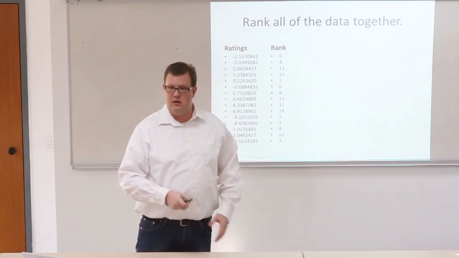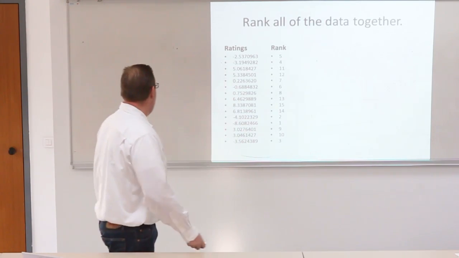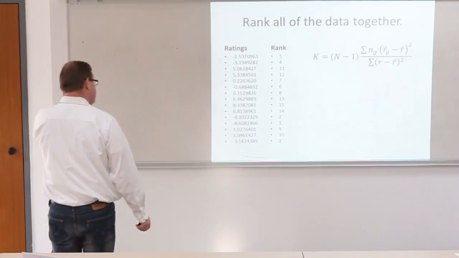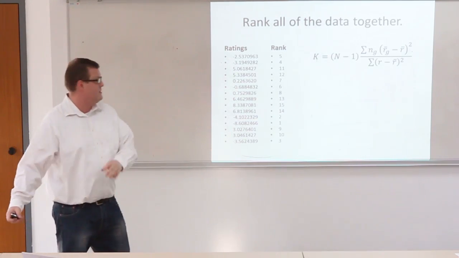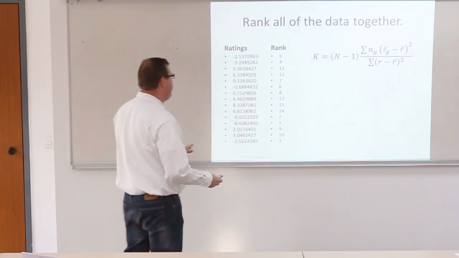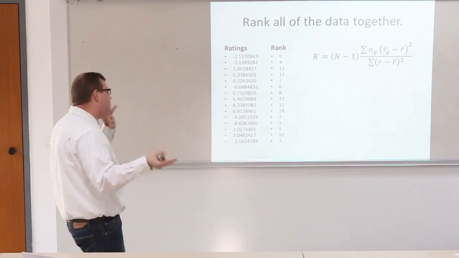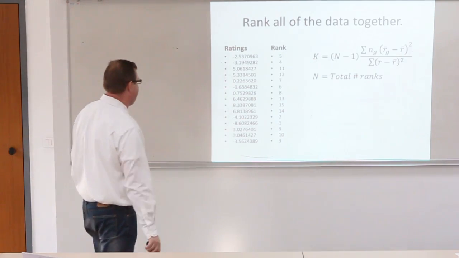Just rank it just like you would. You have everything together, ranked from smallest to largest. Okay, so we have our ranks. Now the formula for the Kruskal-Wallis chi-square is this. K equals big N minus 1 times some sum of stuff divided by some other sum of stuff.